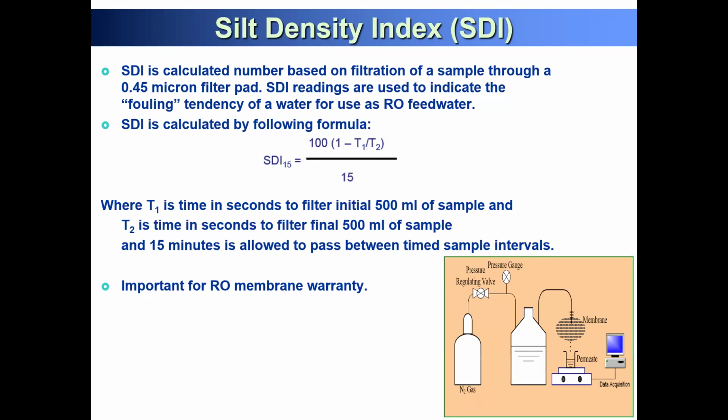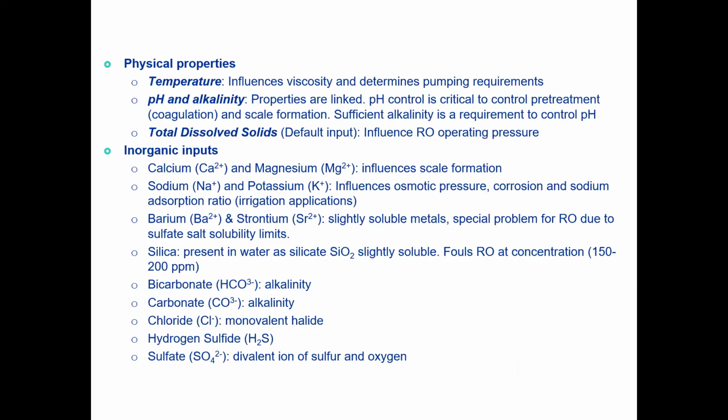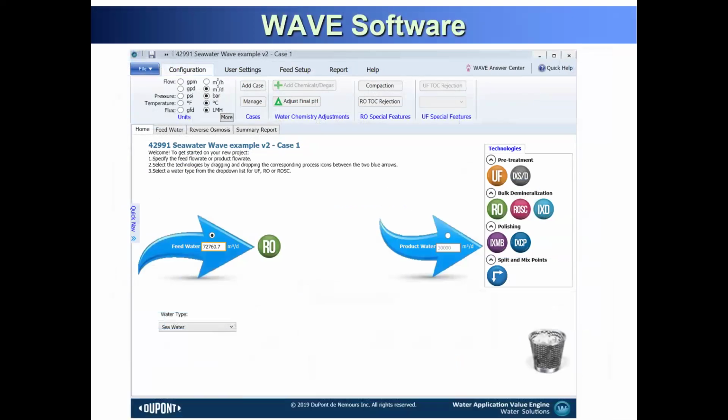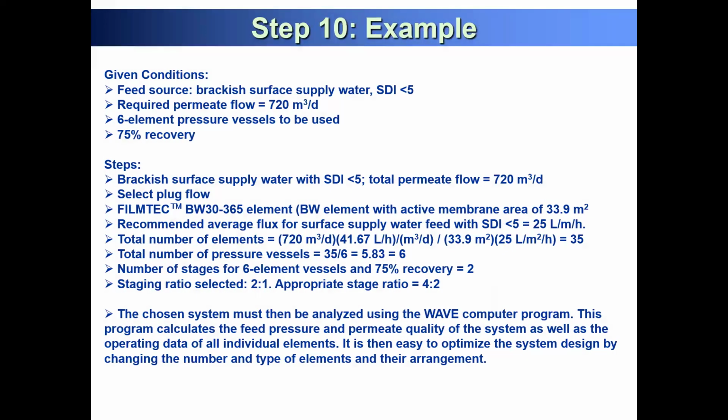So make sure the SDI is less than 5, which gives the good quality of water you will receive from your RO element. This is the information we need to get for the SDI value. The required permeate flow is 720 cubic meters per day, 6 elements per pressure vessel are to be used, and we target 75% recovery. So let's design this one based on our 10 steps.